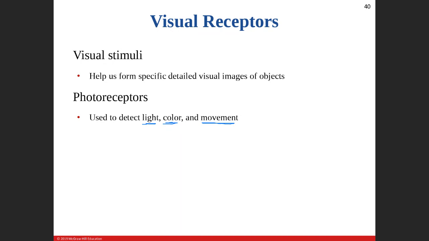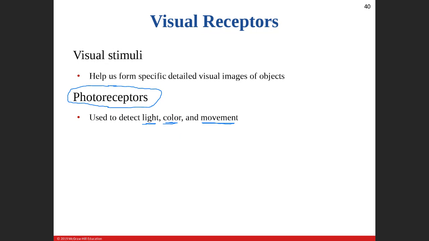So don't forget the name of the receptors for vision are photoreceptors. And they have those three characteristics: light intensity, the color, and movement. That's what they're able to monitor. That's what they're able to pick up.